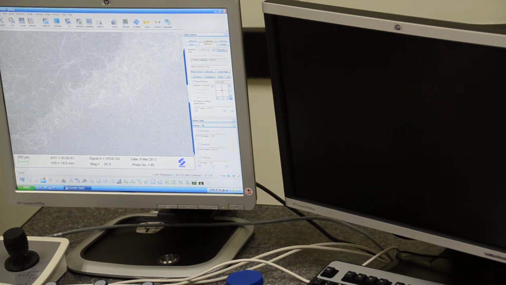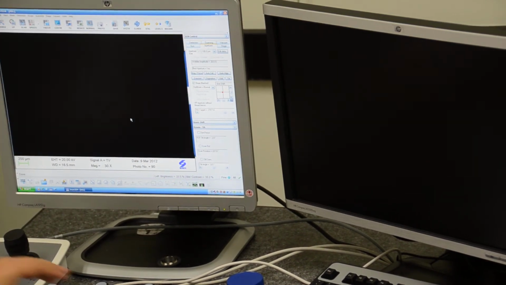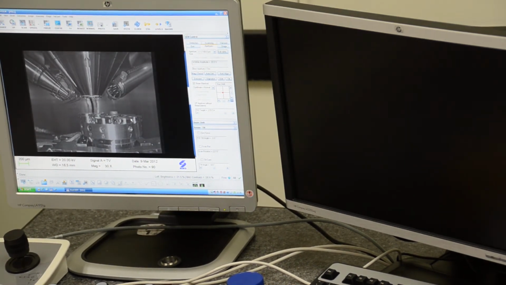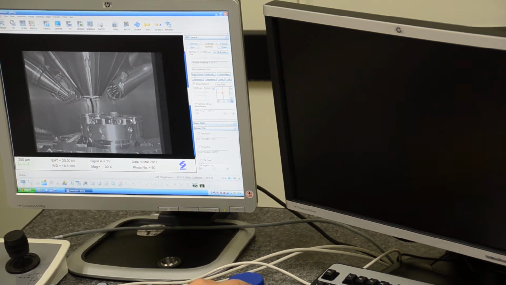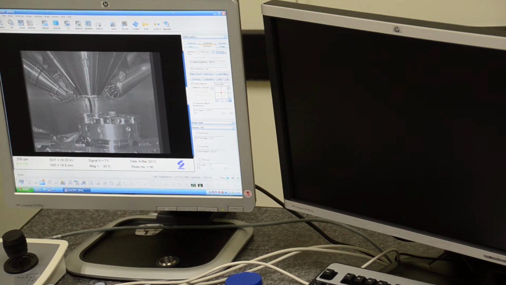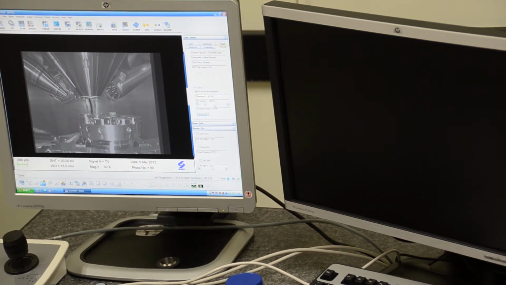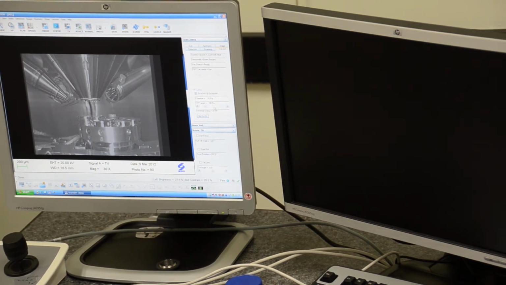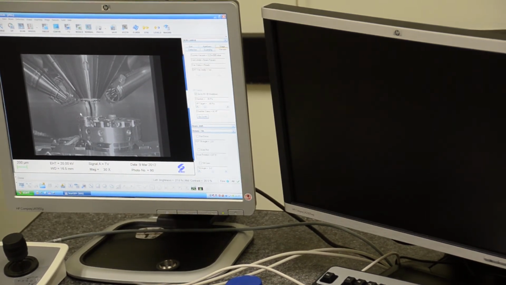So for variable pressure mode, now the whole vacuum is very low. You see here it is about 80 Pascal. So compared to the one we were doing just now, there is minus 5 millibar. So there are so many gas molecules around inside the vacuum.